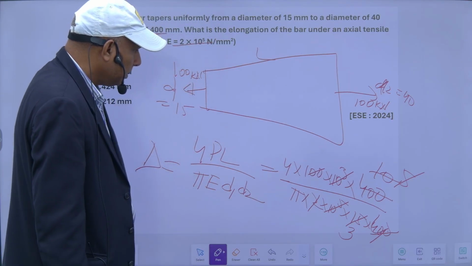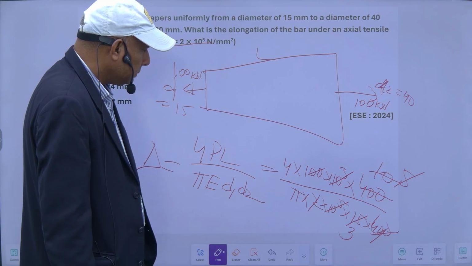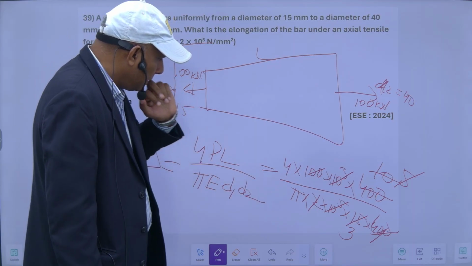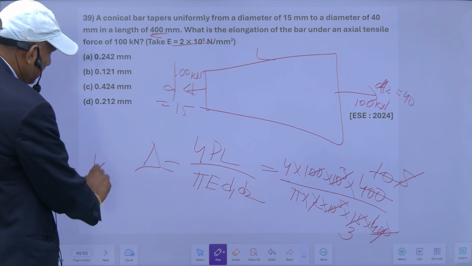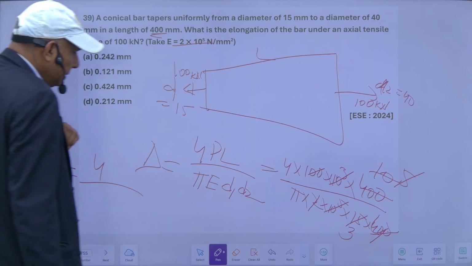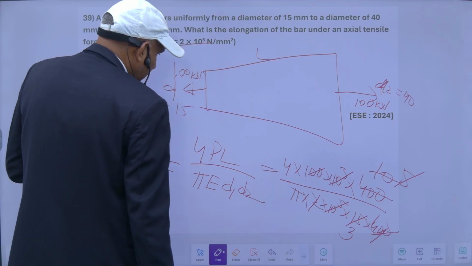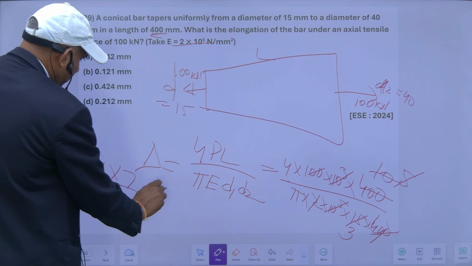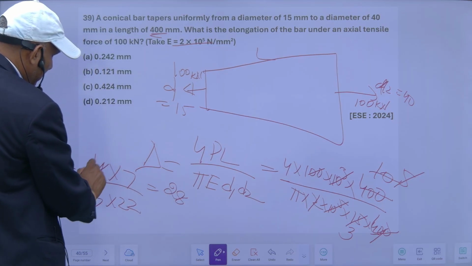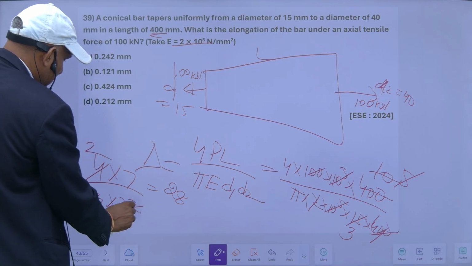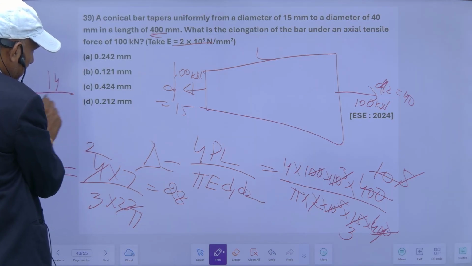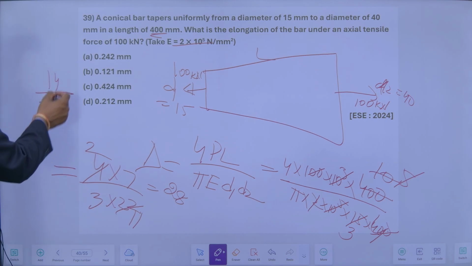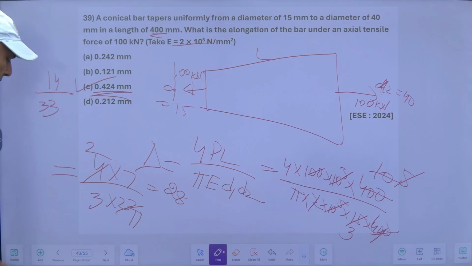So this will be 4 upon 3 pi. So 4 upon 3 pi is, you can say, this will be equal to this into 0.424. So this is the correct answer.